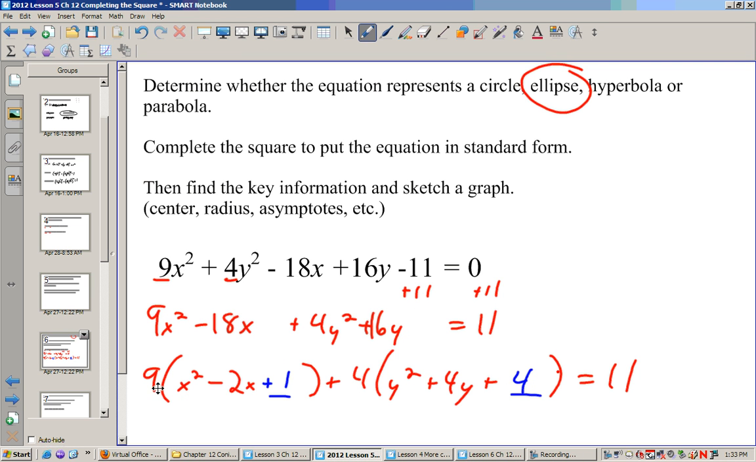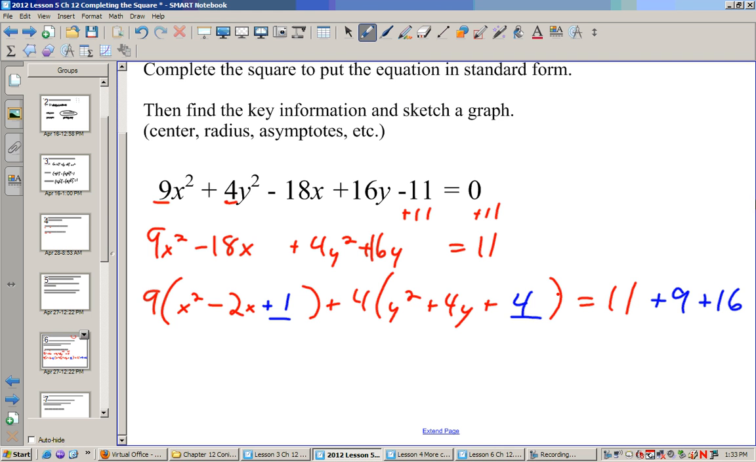Now really I'm not adding a 1 to the left-hand side, I'm adding a 9. So I could achieve the same result, or I could make this equal if I add a 9 to the right-hand side of the equation. Now, similarly, here I'm not adding a 4, I'm really adding a 16. So now my right-hand side of the equation, I add the 16, and I have, what's this, 20, 36. And over here I have 9, x minus 1 squared, plus 4, y plus 2 squared.